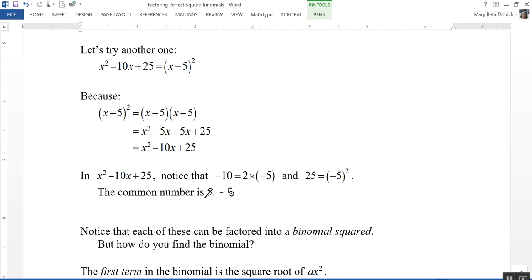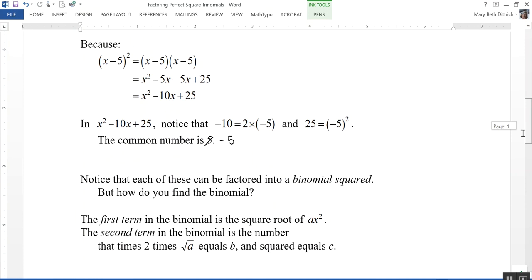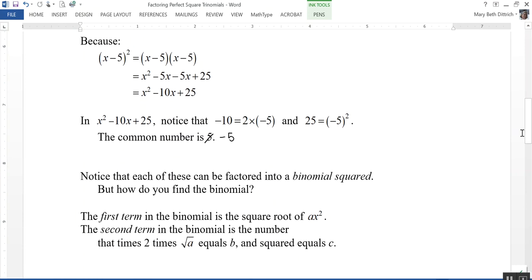So we can see that each of these can be factored into a binomial squared, but now the tricky part is, how do you figure out what that binomial is? So here's a couple guidelines. The first term in the binomial, so in this case this x, is going to be the square root of ax squared. Recall that when we write a trinomial, ax squared plus bx plus c, this is the form that all of them have been in. So I'm going to take the square root of this, and that's going to give me the first term in my binomial, so in this case x.